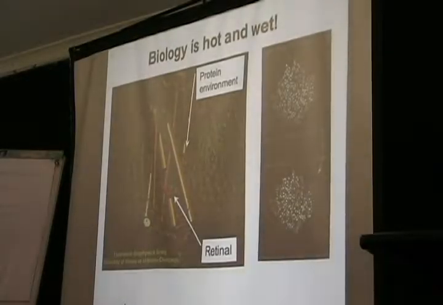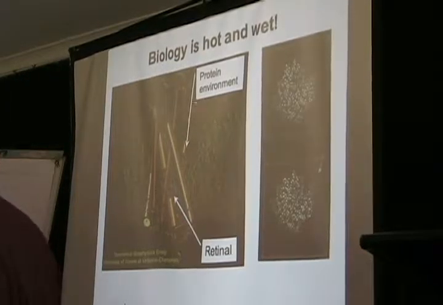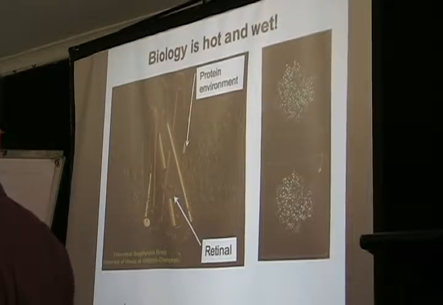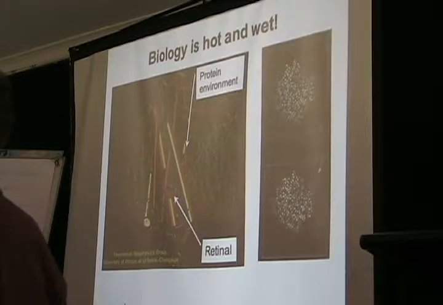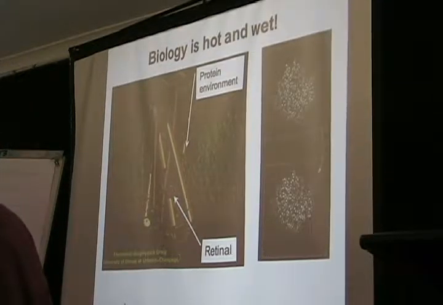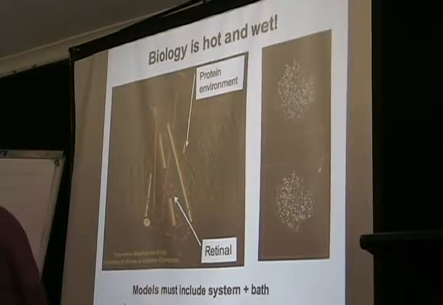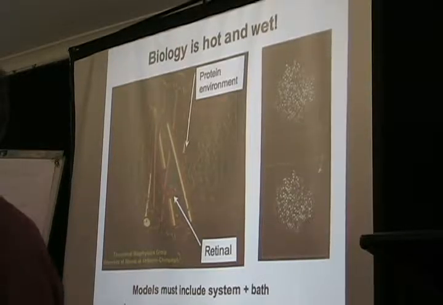And all that means is that biology doesn't happen in some isolated world. These chromophores, like here retinal, are embedded in a big complex protein environment. And that protein is in turn sitting inside a solvent, which you can't really see on this screen. But the point is that all of this environment is interacting with the chromophore, and it may be a major source of decoherence, as in it washes out any quantum effects. So if we want to make models of this kind of thing, we need to include the system and the bath.